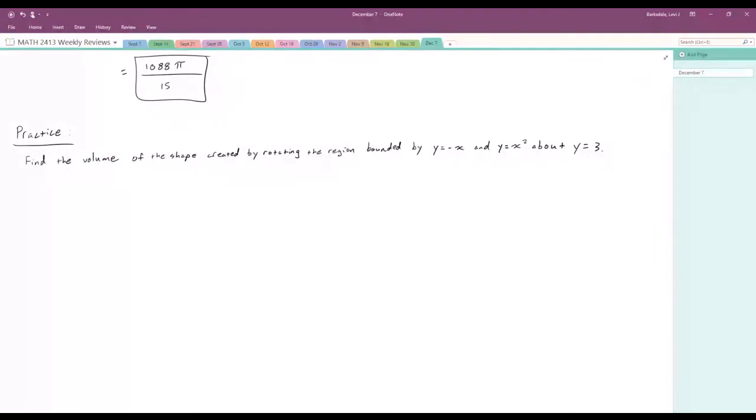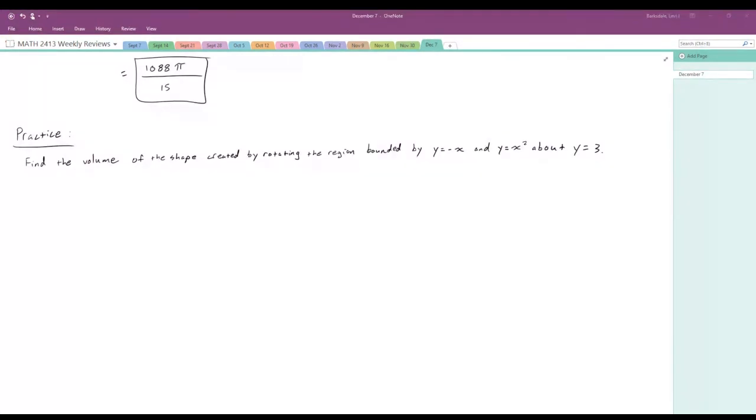Let's see. So as soon as OneNote catches up with me, what I'll be doing is I'll first try and sketch a picture of my region so that I can use it to figure out what my capital R and lowercase r should be. And then I will be finding my intersection points as usual, figuring out my capital R and lowercase r, and then just plugging that into the formula that we already discovered earlier.